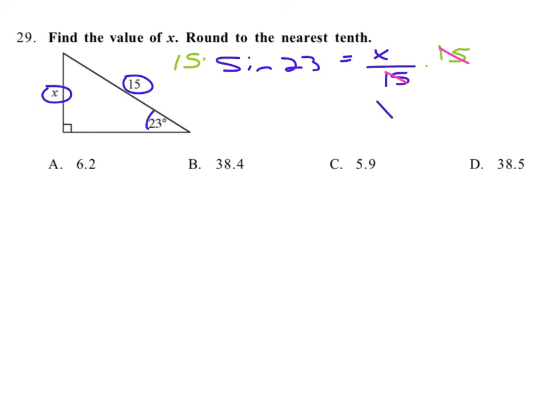That's the point of it. And we get 15 times sine of 23 degrees. We can type that in the calculator, 15 sine 23, 5.86, or 5.9 when you round it to the nearest tenth. Done. Not bad, right? It all begins to fall into place once you do some of them.